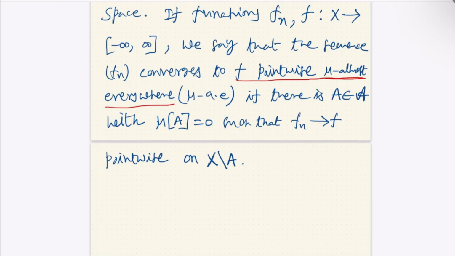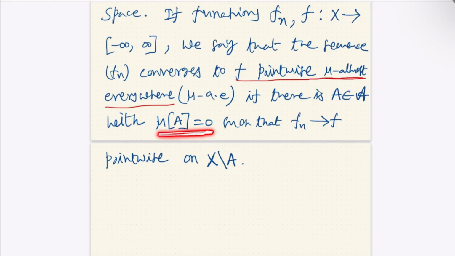It is especially saying that wherever the converging function is lying, that should be not on the set where the measure is zero. So you should land up pointwise on X difference A, that is the domain out of the zero measure set. Out of zero measure you have to land up. That is what we say in such cases: Fn converges to F pointwise mu almost everywhere.